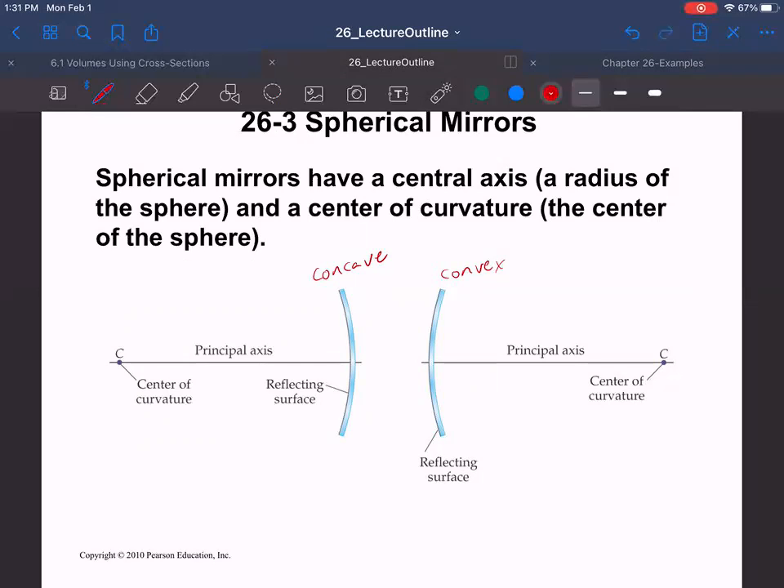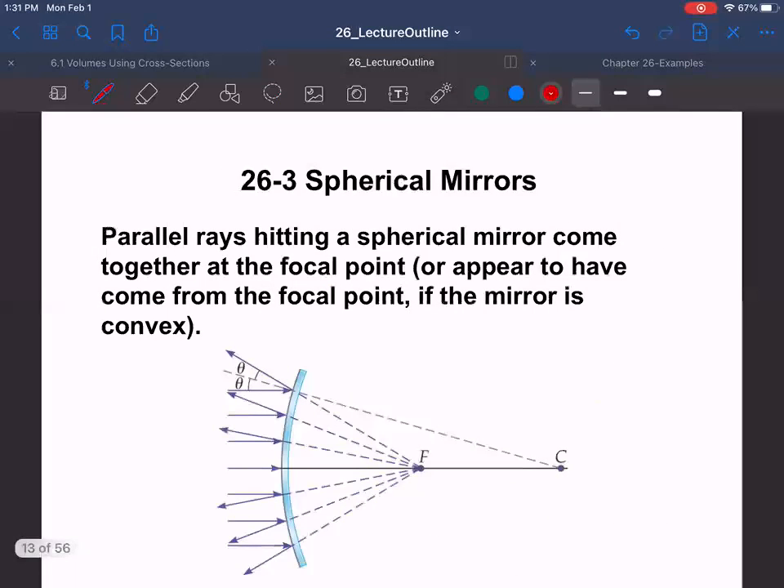Basically, the idea is that when you're dealing with mirrors, if it's on the front side of the mirror, anything on the front side is positive, anything on the back side is negative. It gets a little bit tricky when we do it with lenses. It's all mathematically the same, but it's a little twisted there. So, all right, here we go.